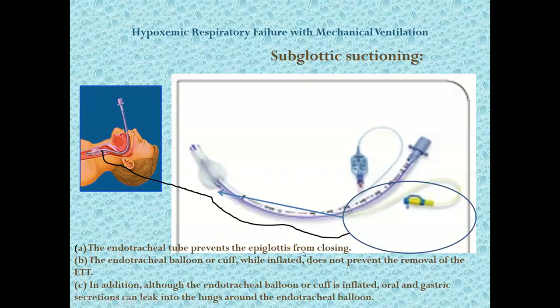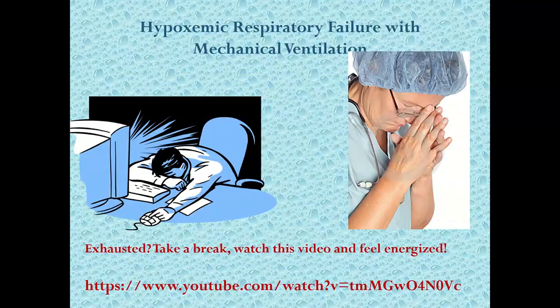Note that the endotracheal tube prevents the epiglottis from closing. Your patient can't talk. The endotracheal tube, while inflated, does not prevent aspiration. In addition, although the endotracheal tube cuff is inflated, oral and gastric secretions can leak. So that's why the head of the bed's always going to be up, because if you put it down flat, then you better hold your tube feedings, because if they aspirate at all, because they have a weak gastroesophageal sphincter, then you're going to also have gastric secretions in the lungs. That's never a good thing either.